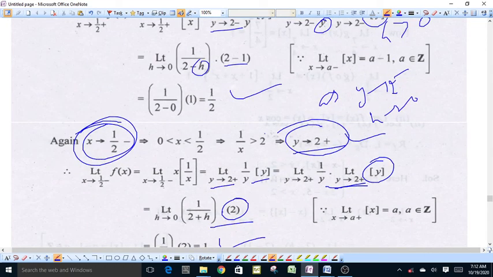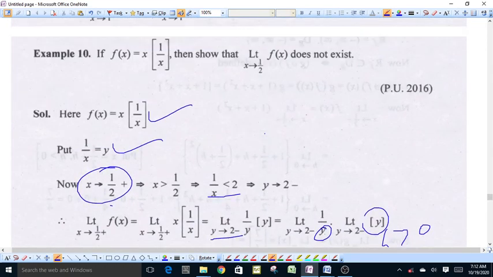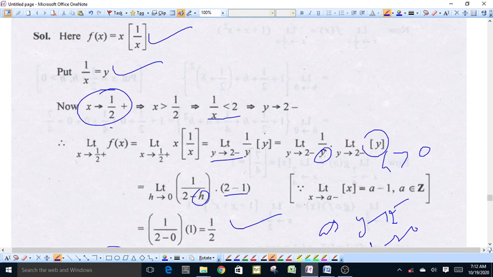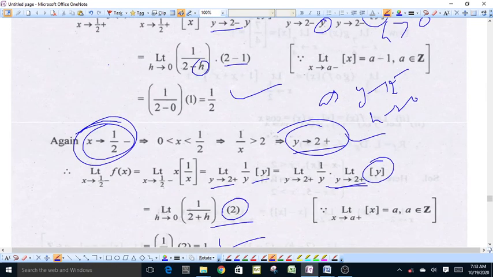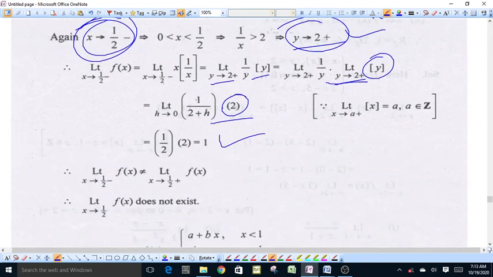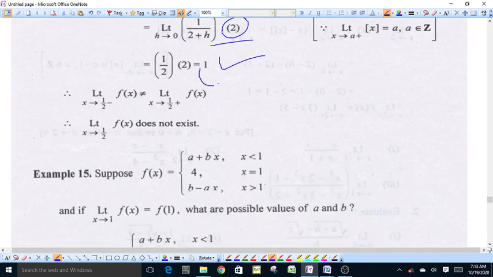Now right hand limit of this function f(x) comes out to be 1, but left hand limit is equal to half. This means both limits are not equal, that implies limit of f(x) as x approaches to half does not exist.